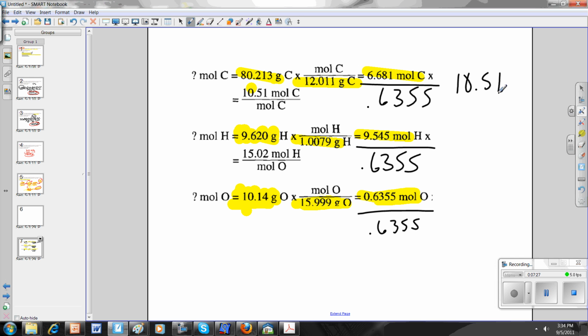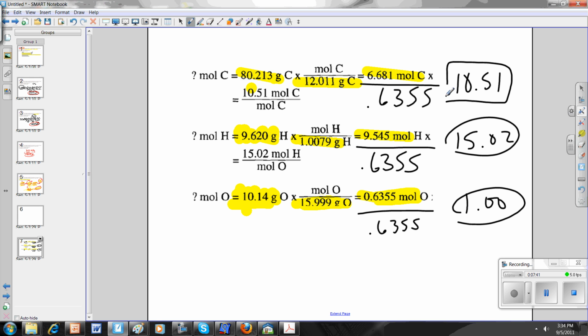10.51. This comes out to be 15.02, and this obviously comes out to be 1. Now, remember the decimal rule. If these aren't really within a tenth of a whole number, and that is, but that is not. That's 10.5. This is where you use decimal magic, because there's no way you can write C 10.5, H 15, O. It just doesn't work that way.